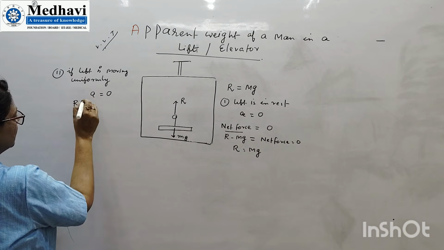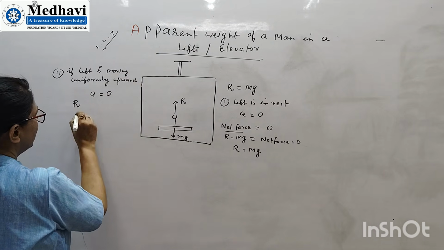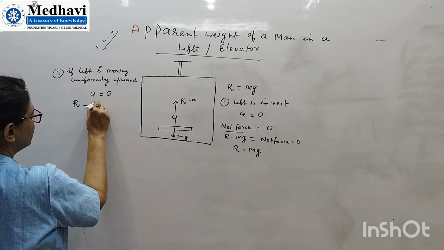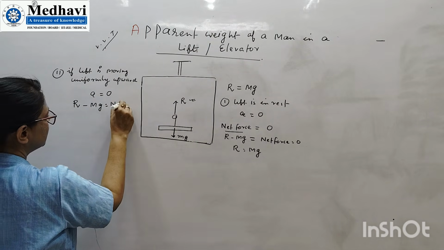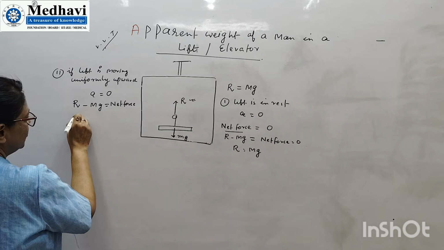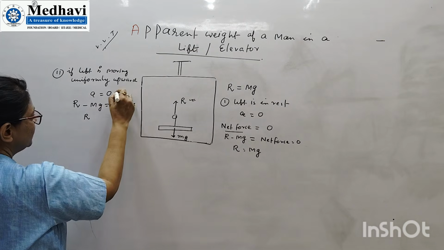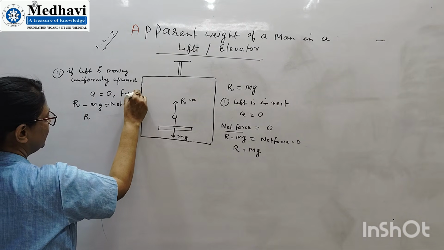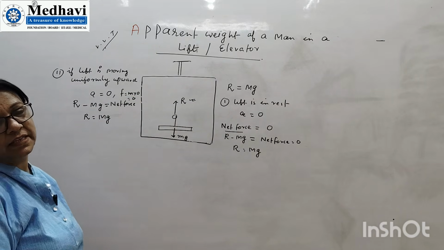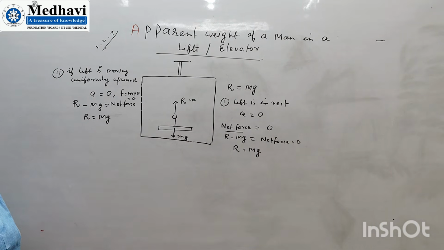Suppose the body is moving uniformly upward. Then we take the upward force minus the downward force, so R minus mg is equal to net force. R is the weight offered by the weighing machine. Here net force is 0, because acceleration is 0, so force will be m into 0, that is 0. So here also the actual weight and apparent weight remain the same.